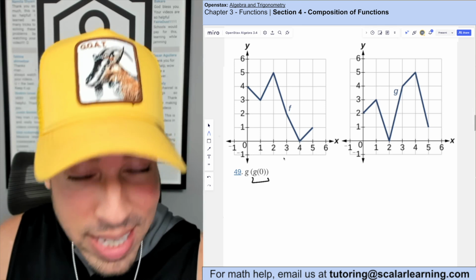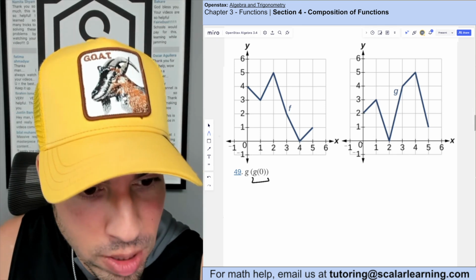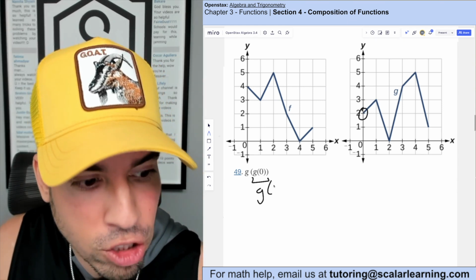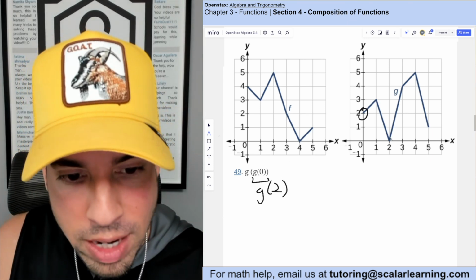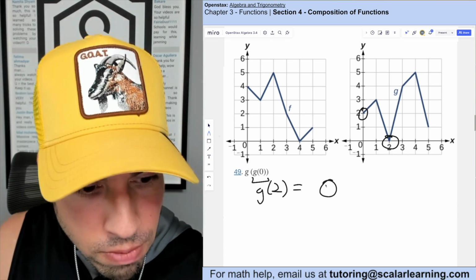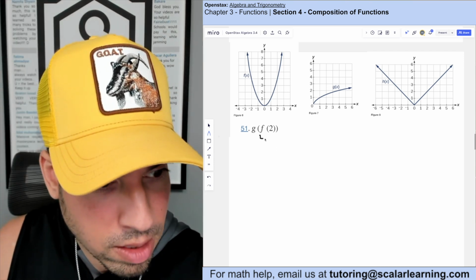Here we're going to find g of 0 first. Like I said, we always go inside out. So g of 0 is the function value of g when x equals 0. It's right here, and that's 2. And then we need to find g of that value, g of 2. So it's the function value of g when x equals 2. That's right there. The function value is 0. So that's our final answer, 0. Boom. Done.